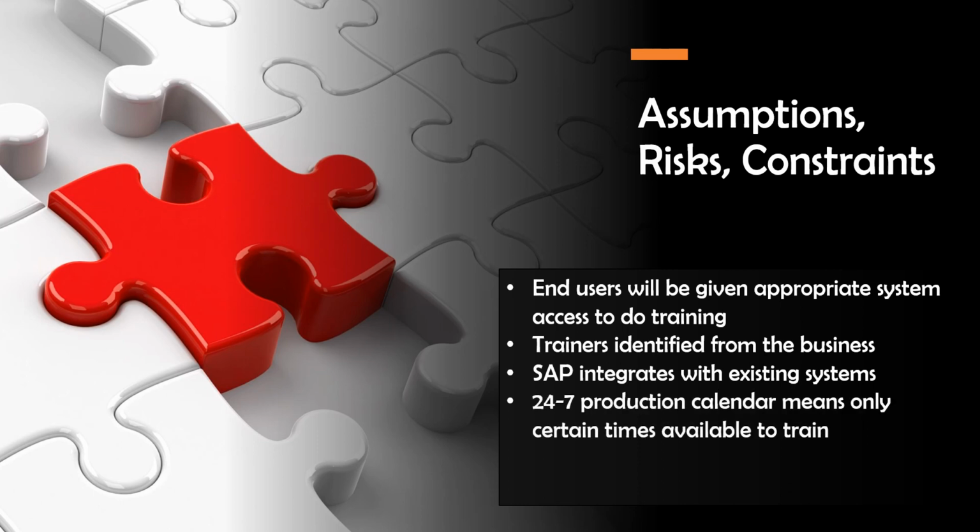One risk is a 24/7 production calendar; the factories are always on. This means that only certain times will be available for end user training. And at least initially, we assume that training will be conducted in US English in most locations. A few locations initially will be trained in Mexican Spanish.